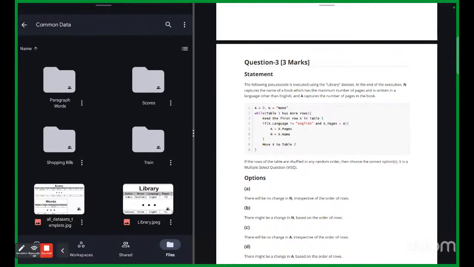So again, we have a pseudocode, and here at the end of the execution, n captures the name of a book which has the maximum number of pages and is written in a language other than English, and a captures the number of pages in the book. If the rows of the table are shuffled in any random order, then choose the correct option. So that is a multiple select question. So which options are correct?